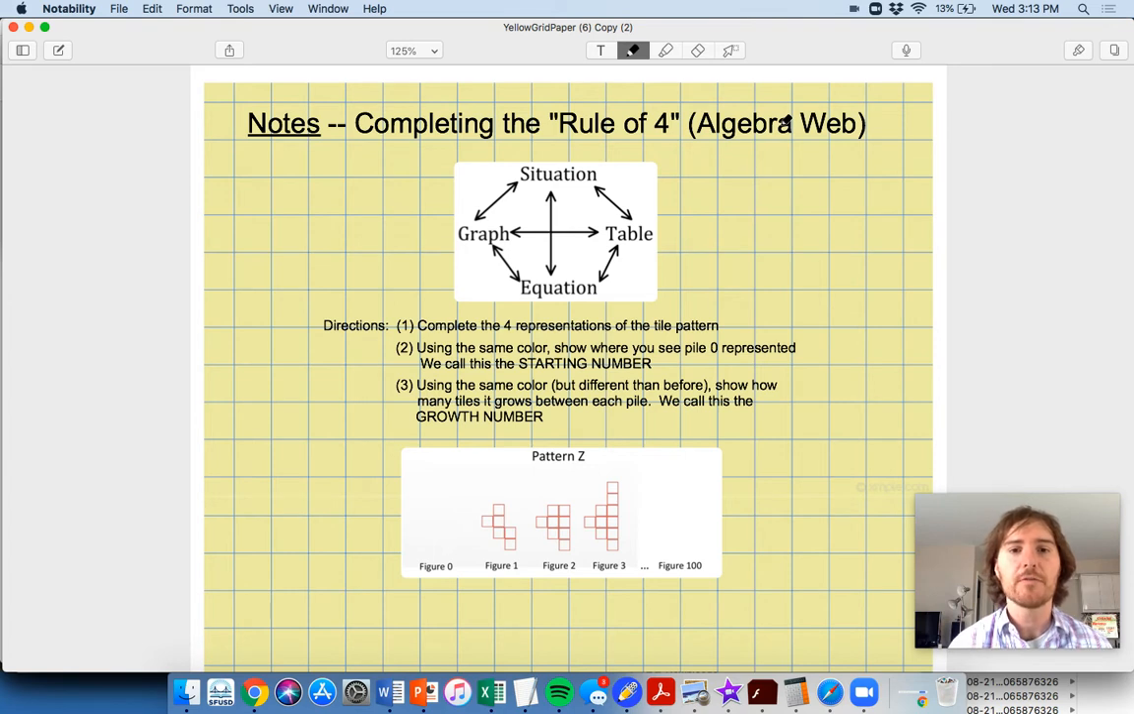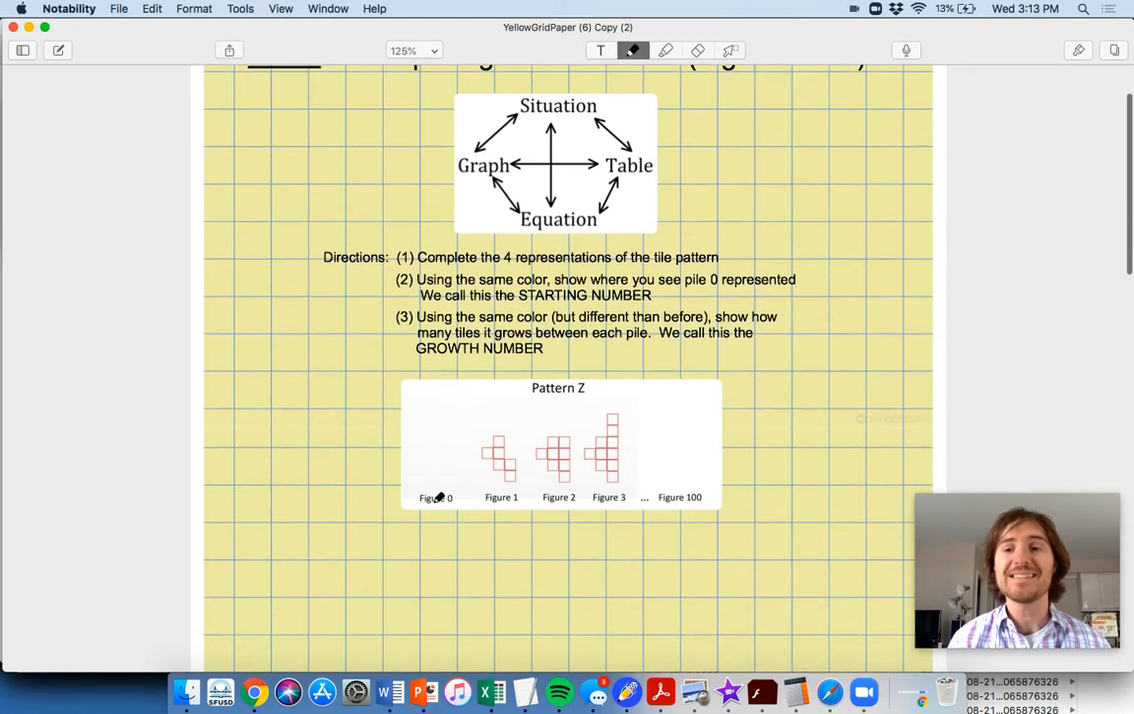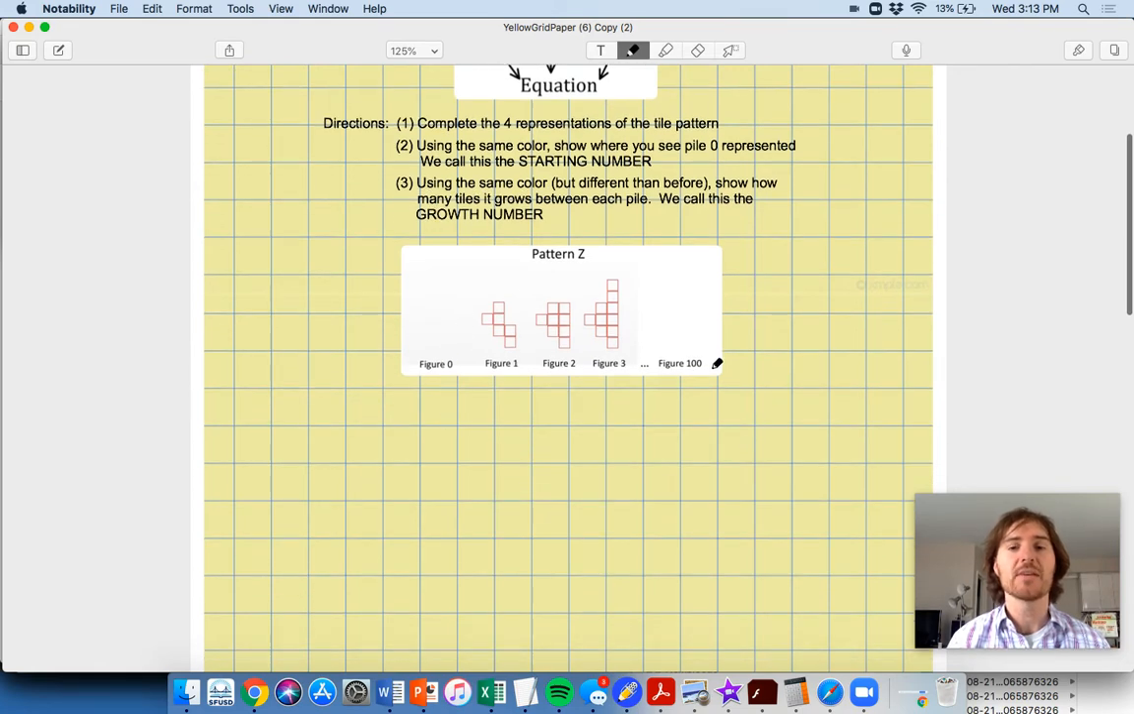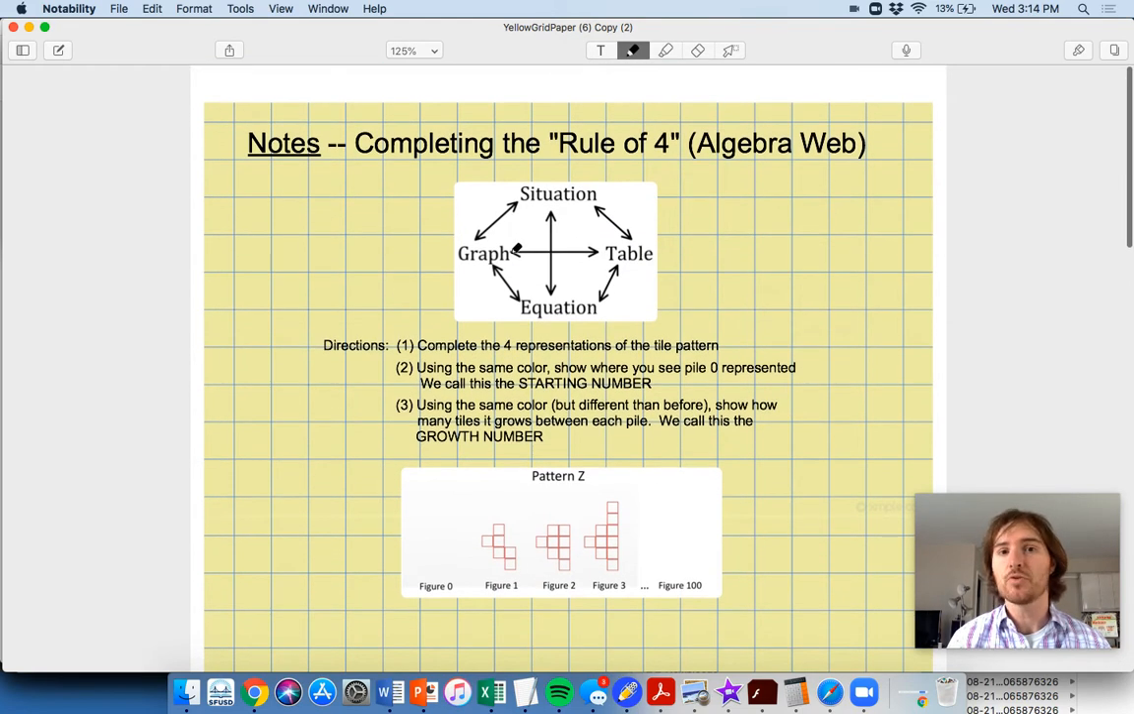Okay, so we're going to complete the 4 representations of this tile pattern. We'll do each one together. And then after that, I'll also do the thing where in your assignment today, you were supposed to label where you saw the starting number in each of the 4 representations, okay? The starting number is where you see pile 0. So we'll get to pile 0 later. And pile 0 can be seen in all 4 representations. It can be seen in the table, graph, and equation, in addition to the situation here. And finally, I'll also take you through how you label the growth number, okay? So without further ado, let's get into it.